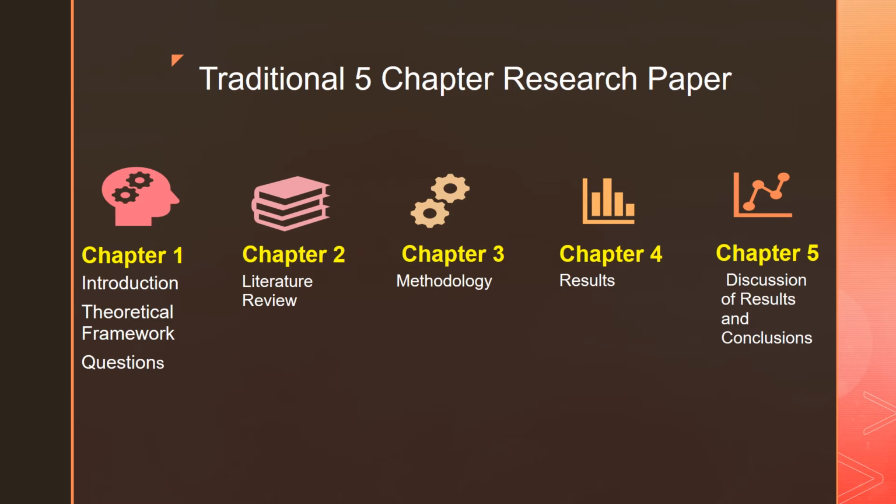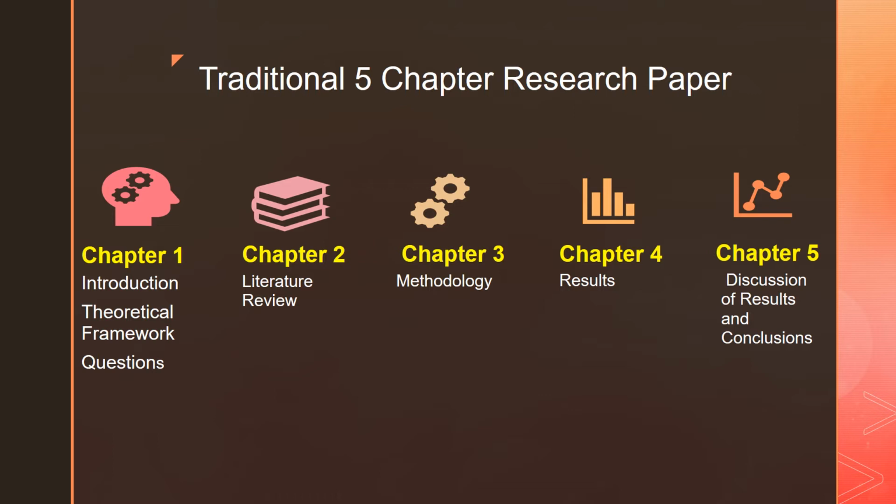At HBU, our dissertations are set up as traditional 5-chapter research papers. The first chapter is an introduction, your theoretical framework, and the questions for your research. We also will have definitions of terms in that first chapter. Your second chapter is your literature review. The third chapter is your methodology.